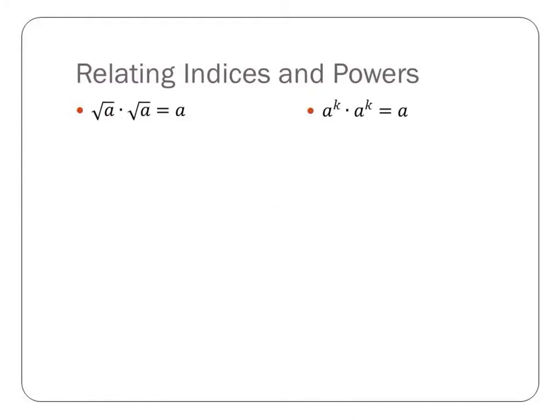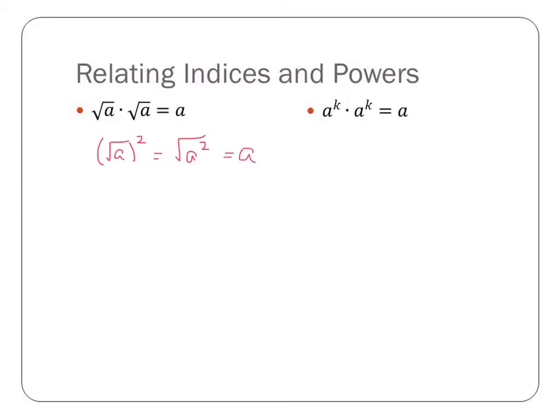So there's a great relationship between indices, this index here at the beginning, and powers. Let's first look at the square root of a times the square root of a equals a. Well, what is another way of writing something times itself? You write it squared. So this could be the square root of a squared. They actually both mean the same thing, but this equals a.